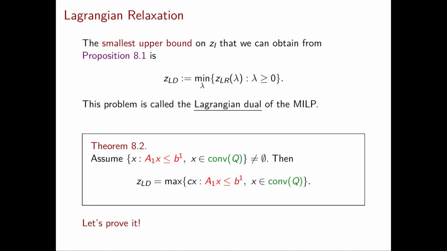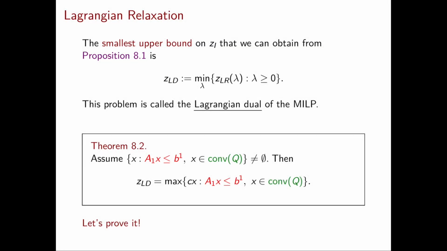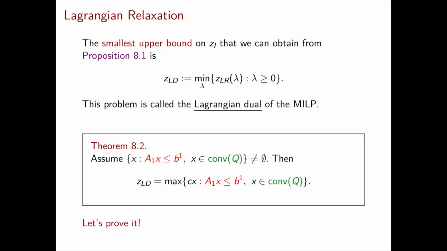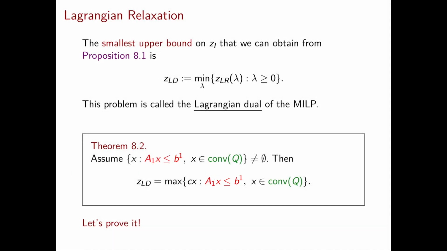The next theorem characterizes ZLD as an optimal solution to a linear programming problem. In fact, it says that ZLD is the maximum of the original objective function Cx over the convex hull of Q intersected with the complicating constraints in red, provided that the corresponding polyhedron, which is the feasible region of this linear optimization problem, is non-empty. Now let's prove this theorem.